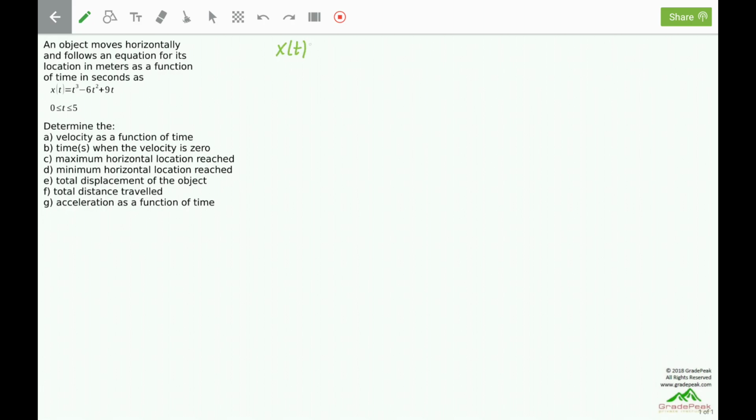So our position as a function of time, x of t, is t cubed minus 6t squared plus 9t. For part A, we want to find the velocity as a function of time. The velocity as a function of time is the derivative of the position as a function of time. First term is power rule, bring down the power, subtract 1 from it. Second term is power rule, bring down the power, multiply with the negative 6, subtract 1 from the power. Third term is a constant times t, the derivative is the constant.